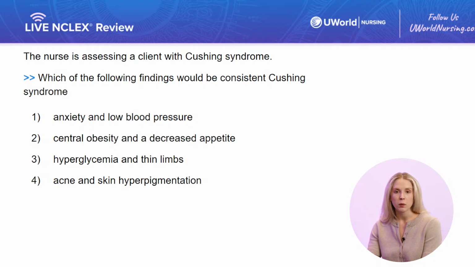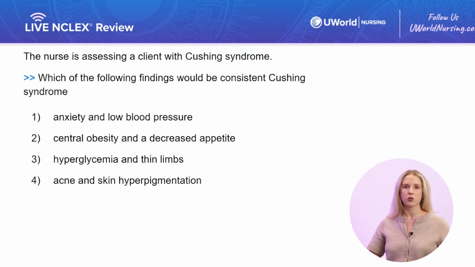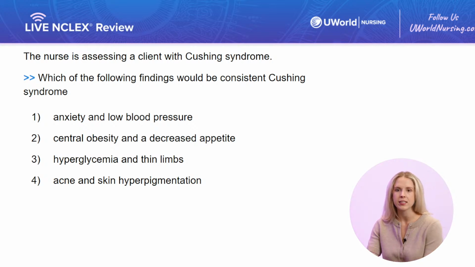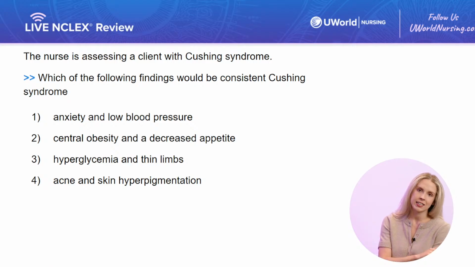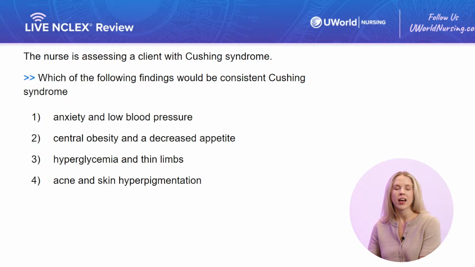Number 2 is central obesity. True, this does happen in our Cushing syndrome clients. We're going to have that truncal, central, progressive obesity, but decreased appetite is consistent with Addison disease, not Cushing. In Cushing's, we have that increased appetite, which also contributes to that progressive obesity.